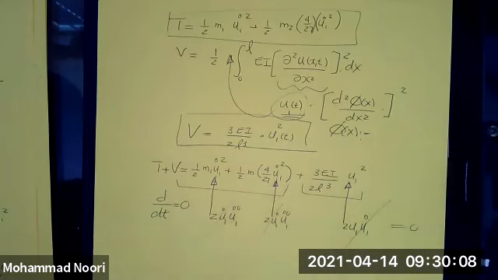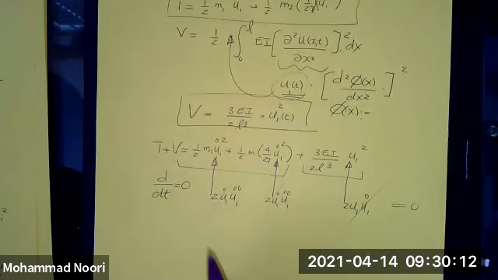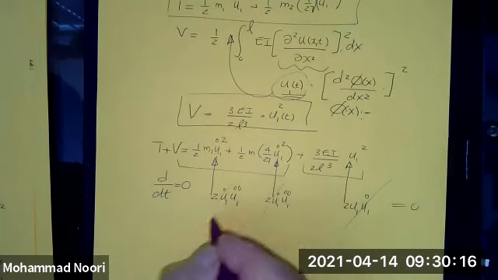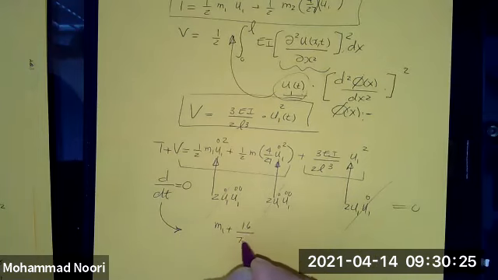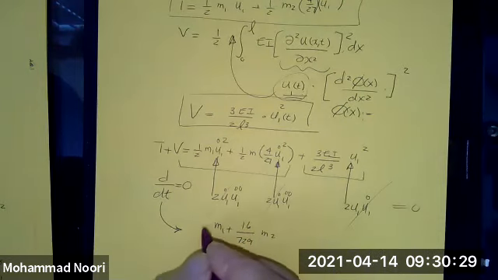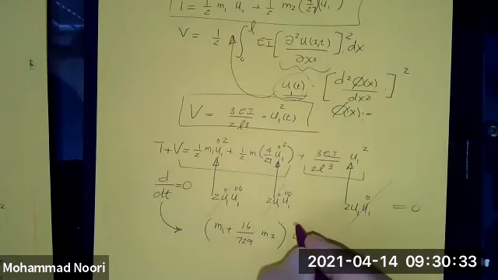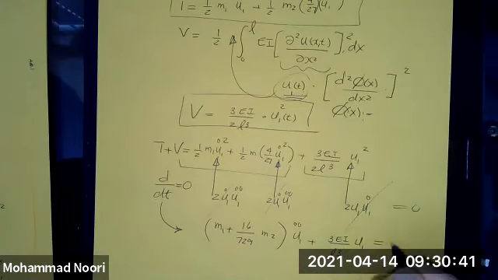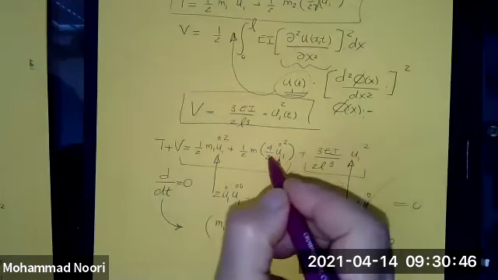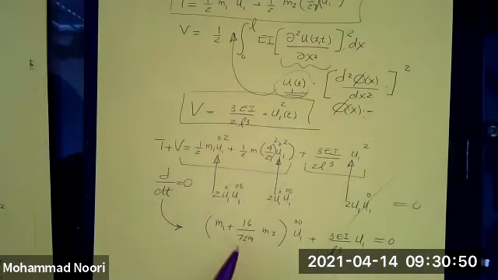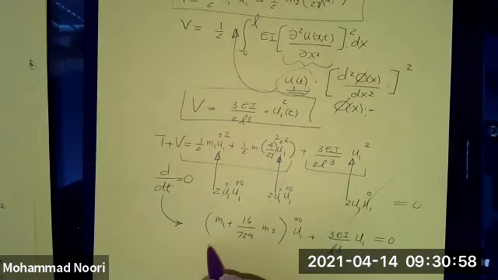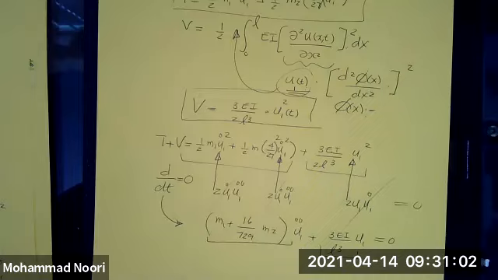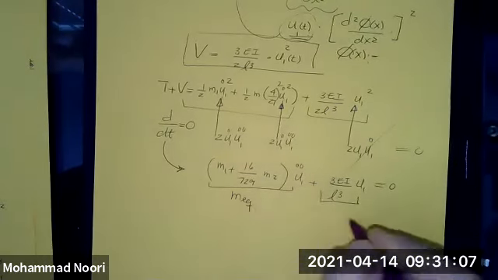U1 dot is obviously non-zero, so you can divide both sides by that. If you simplify, this leads to the equation M1 plus 16 over 729 M2, times U1 double dot, plus 3EI over L cubed times U1, is equal to zero. Actually, I was wrong: the 4 over 27 is also squared. That's where this value came from, so I better put it here. Compare this with the general equation of motion. This is M equivalent. This is K equivalent.